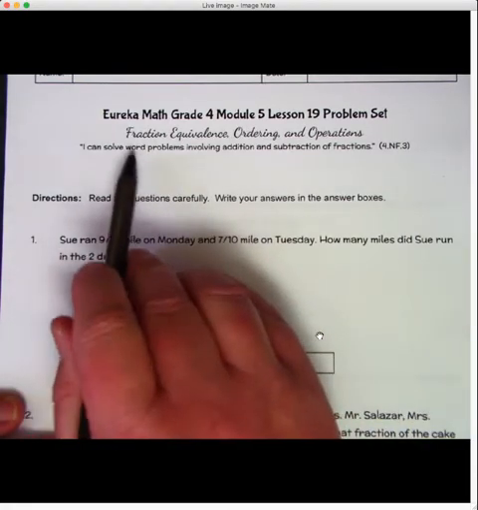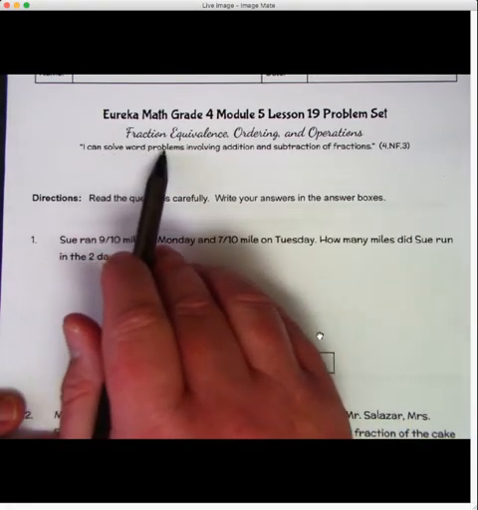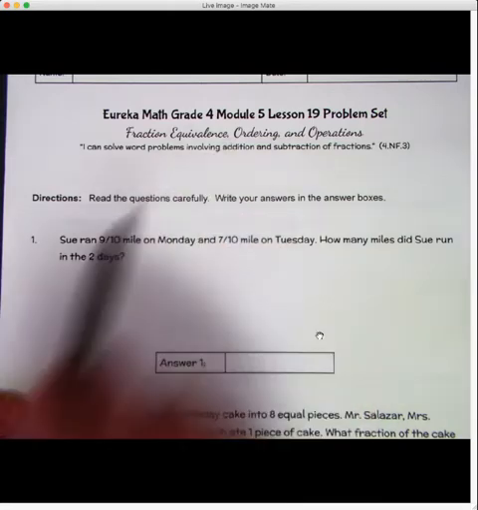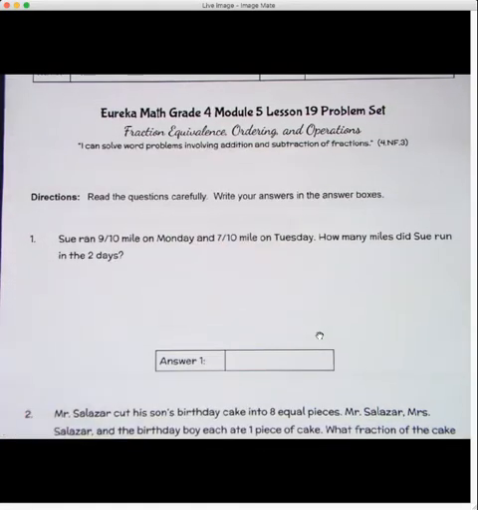Our standard today is simply I can solve word problems involving addition and subtraction of fractions. Well, we've been working with addition and subtraction of fractions all week. We're pros at it now. So let's take a look at these word problems. Here's some examples, and these are kind of the same examples that Mr. Walker did too, but we're going to look at them here and just look at them again and make sure you've got them.